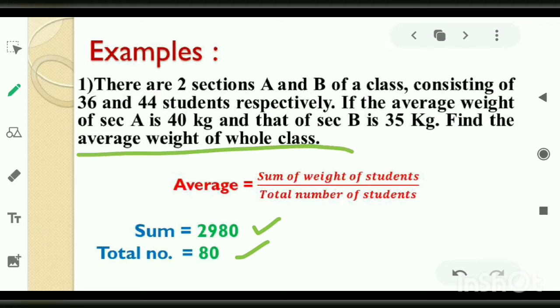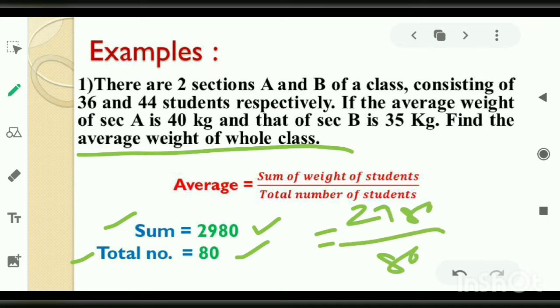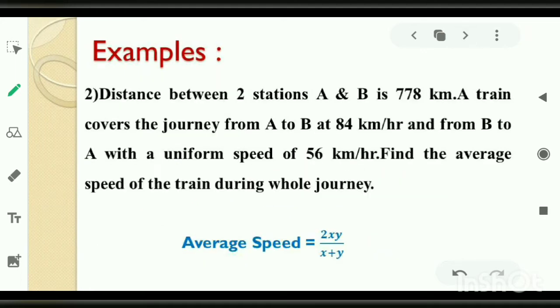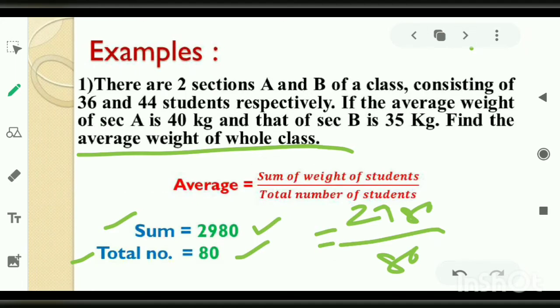Now, we are supposed to find the average weight of the whole class, right? Good. How to find it? You have to substitute these values in the formula so that you will get the average weight of the whole class. So, average is equal to 2980 divided by 80. On simplifying, we will get an average weight which is nothing but the average weight of the whole class. Good. Are you ready for the second problem?